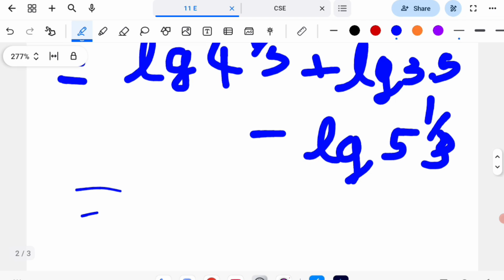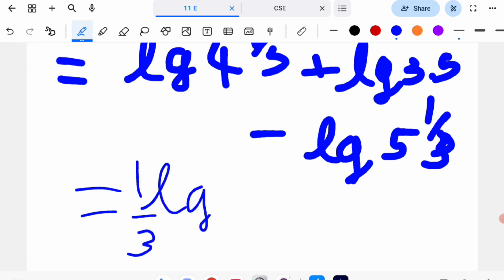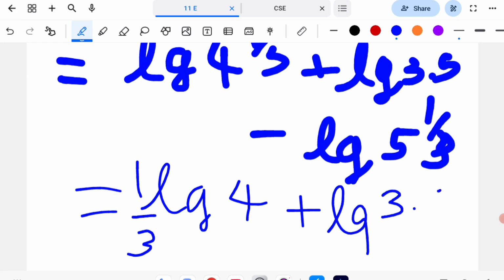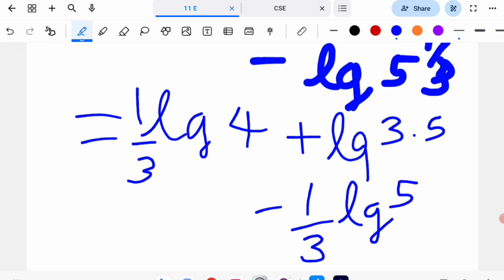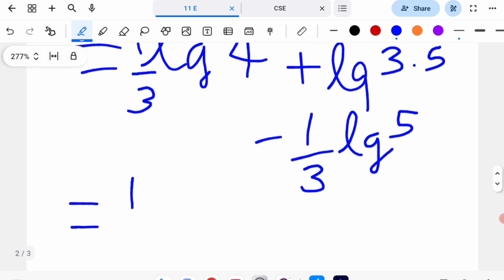Then we can get 1 over 3 log 4 plus log 3.5 minus 1 over 3 log 5. Then we have to find log values. 1 over 3. When finding log 4, there is only one whole number.